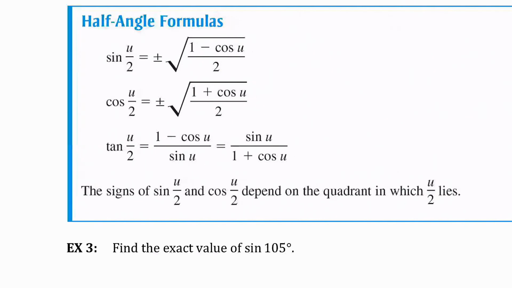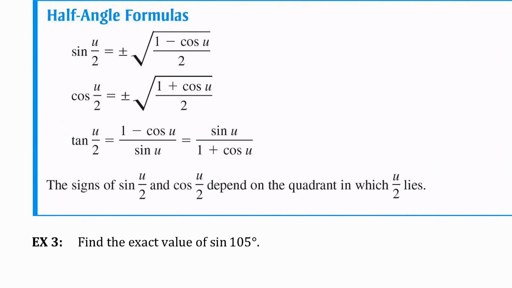Now, before I go any further, the plus or minus all depends on where u over 2 is. So you need to figure out what quadrant it's in, and then that's going to help you determine the output of the sine or the cosine. So, the cosine of u over 2, very similar to the sine of u over 2, is going to be positive or negative, depending on what quadrant we're in: 1 plus the cosine of u over 2. And then the tangent of u over 2 is 1 minus the cosine of u over the sine of u, or sine of u over 1 plus the cosine of u. Again, the signs of sine and cosine all depend on where u over 2 is.